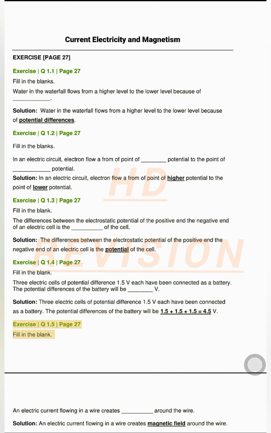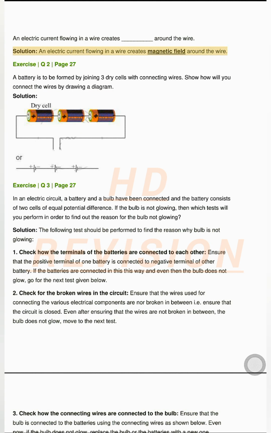Exercise Q1.5, page 27. Fill in the blank. An electric current flowing in a wire creates underscore around the wire. Solution. An electric current flowing in a wire creates magnetic field around the wire. Exercise Q2, page 27. A battery is to be formed by joining 3 dry cells with connecting wires. Show how will you connect the wires by drawing a diagram.